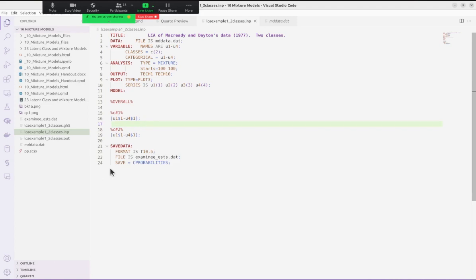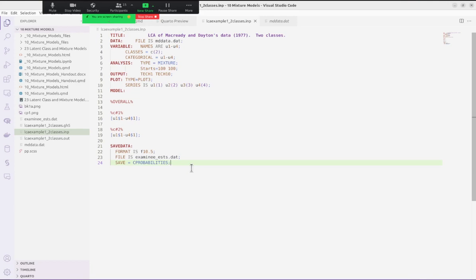Finally, we may need some output. In this case, what I'm wanting is for each person, the probability a person falls into each class. That is what they call C probabilities, class probabilities. We're going to save it in an examineests.dat file, and the format is a floating point number, 10 digits before the decimal and 5 digits after. That's what that format statement is. Any questions on M+ here?